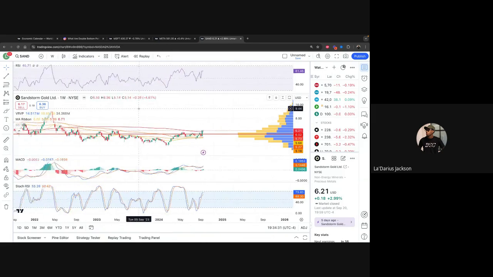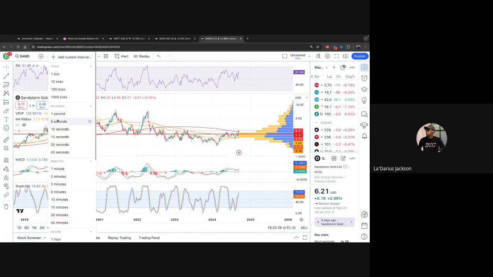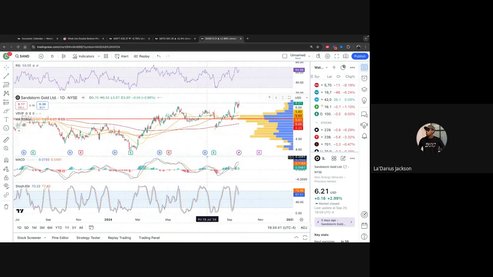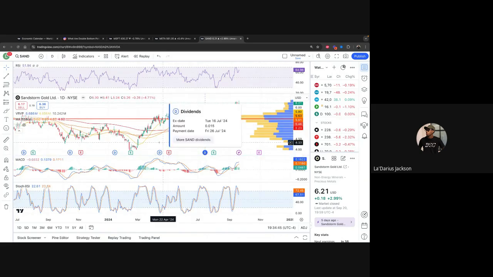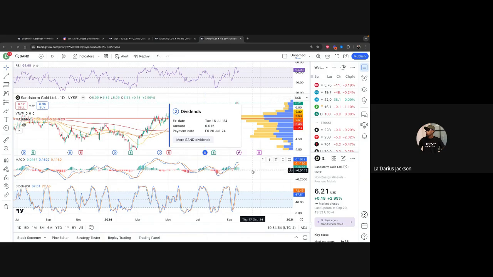All right. So it looks like this one has been consolidating for a second, which is not terrible. It's just trading sideways. Does this pay dividends? Normally gold stock. Yep, pays dividend. Yeah, normally gold pays a dividend. So is this a monthly or quarterly? Yeah, this looks like it is quarterly.